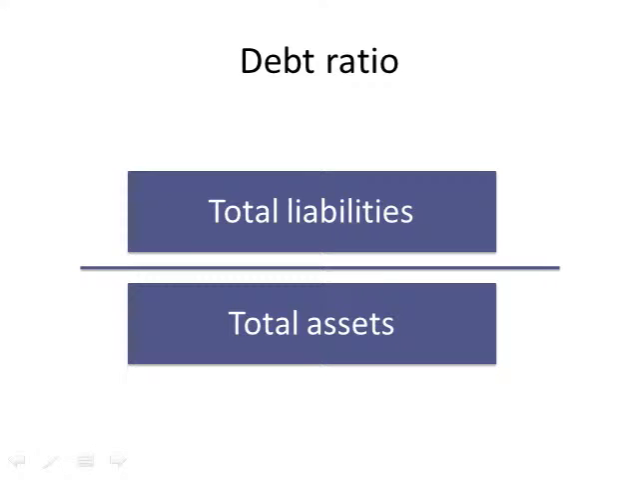A debt ratio of 0.5 means that debt finances half the assets. Generally, the higher the debt ratio, the greater the pressure to pay interest and principal. The lower the debt ratio, the lower the risk to shareholders.